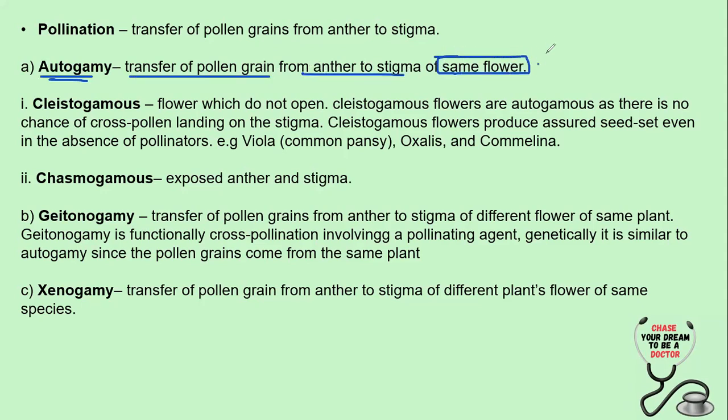Very important point. What is autogamy? Transfer of pollen grain from the anther to the stigma of the same flower. That is from one flower to the same flower itself. That is, both male and female parts will be present in that flower itself. Suppose this is a flower. Male gametes will fall on the same female flower itself.